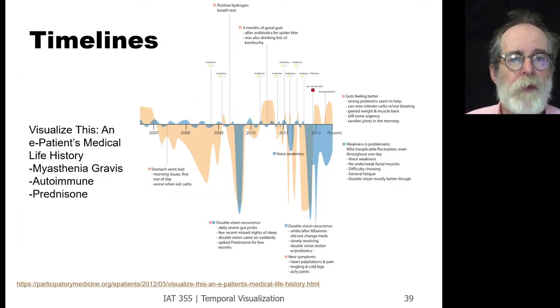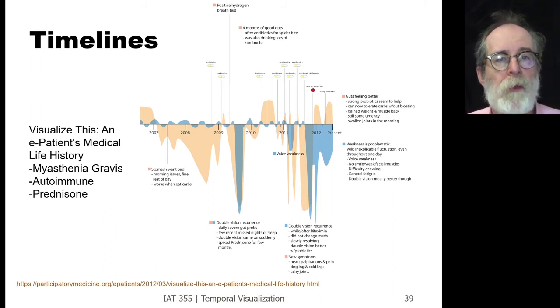This is another variation of timeline. In this case, what's being shown is healthiness. This is a personal timeline of an individual who has myasthenia gravis, which is an autoimmune disease. And autoimmune disease does bad things to you. Your immune system attacks part of your body, and one of the approaches to deal with that is to take a steroid. And one of the things that steroids generally do is suppress the immune system a bit. But the drawback with that is that a suppressed immune system makes you more vulnerable to infection.